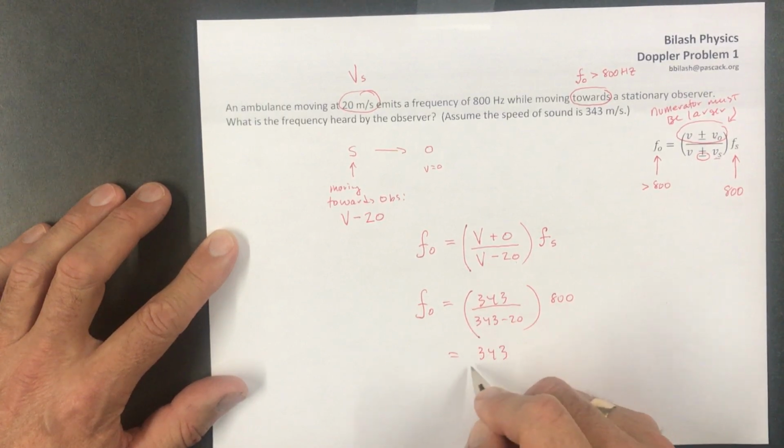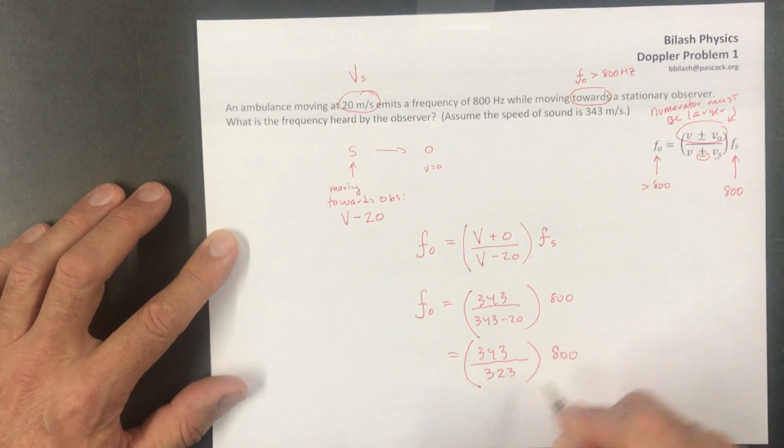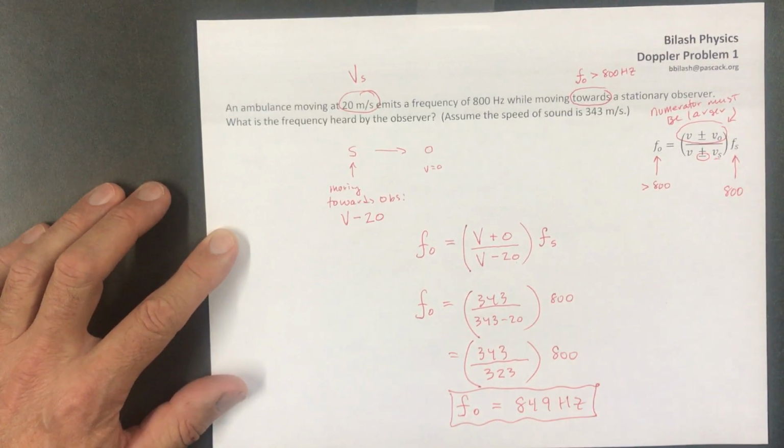So 343 divided by 323 times 800, which means that the observed frequency ends up being 849 hertz, as we predicted.